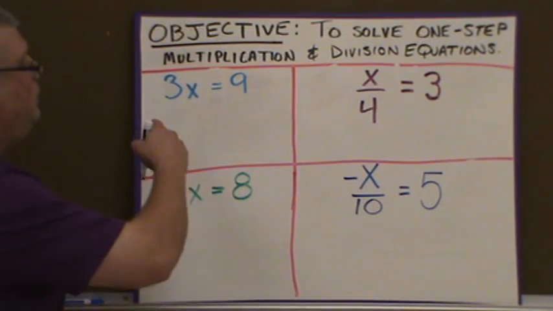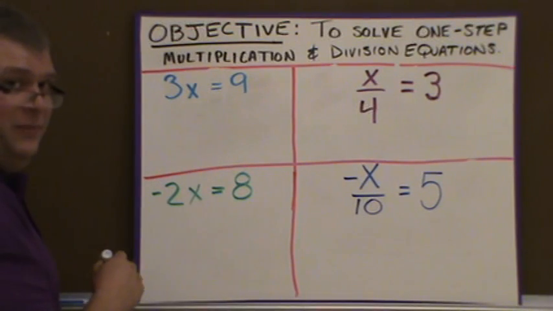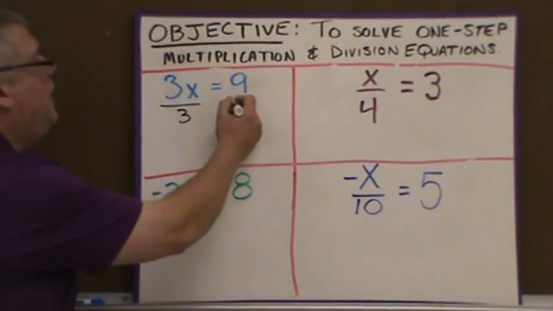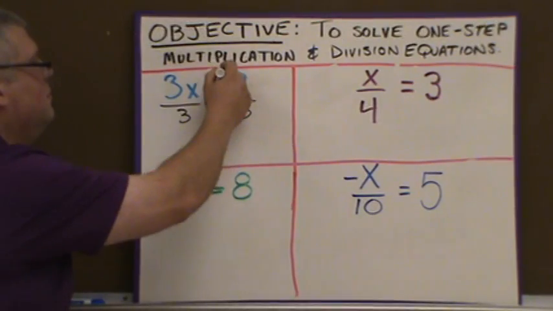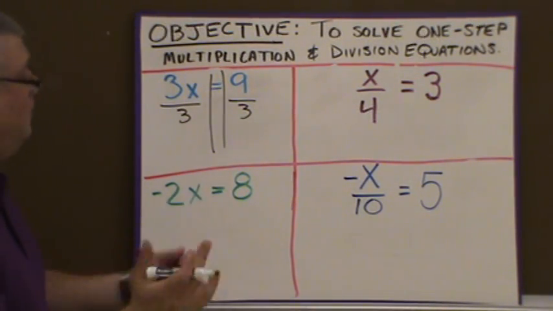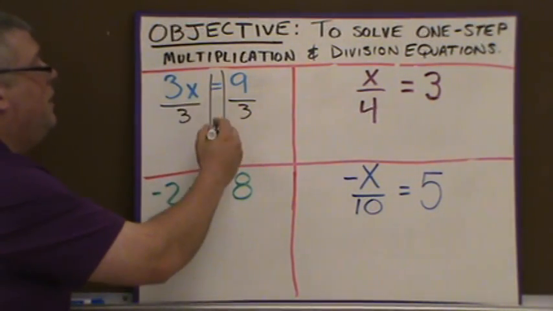Now, this one we're given 3x equals 9. That's 3 times x. What's the opposite of times? Well, the opposite of times is divide. So we're going to divide by 3. Whatever you do to one side of the equal sign, you've got to do the same thing to the other in order to keep it balanced. Anytime you're going across that equal sign, opposite operation.